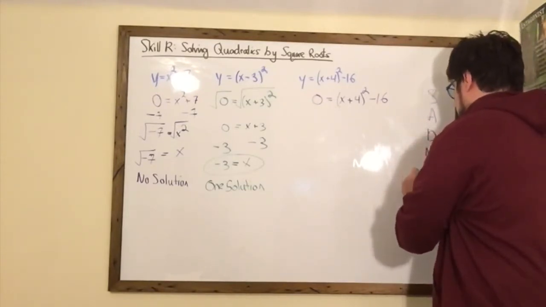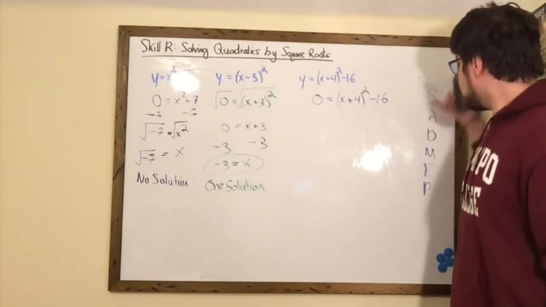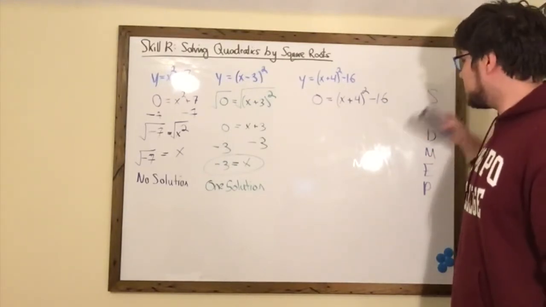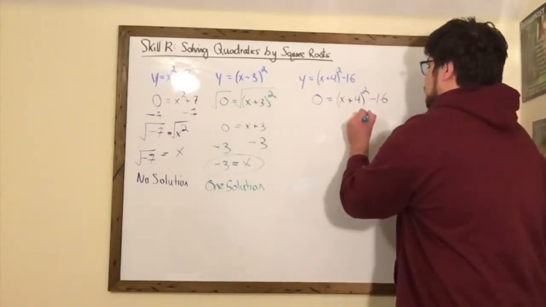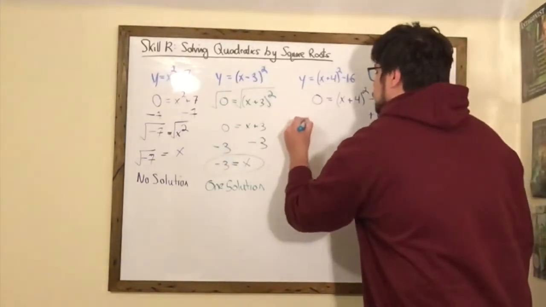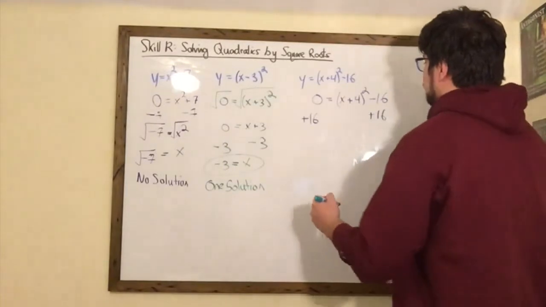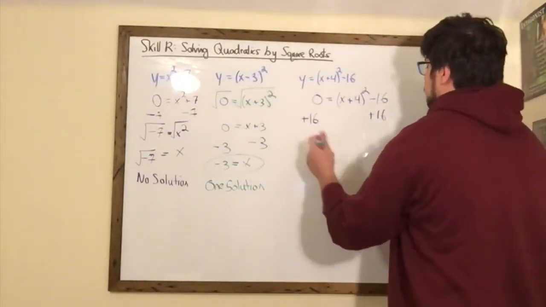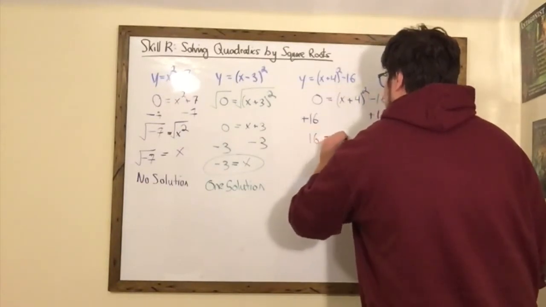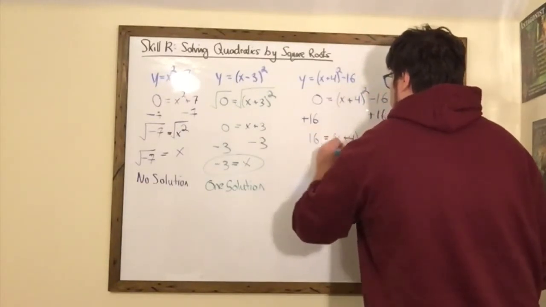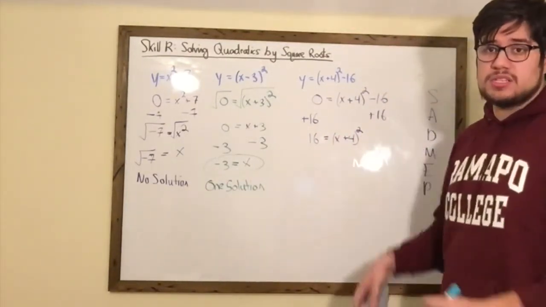Hopefully you can see that. If you can't, I'm just writing it for myself. SADMAP. First, I'm going to start with subtraction or addition. And here I have subtraction. So I'm going to add 16 to both sides. Again, my goal in doing SADMAP is I want to get x by itself. Okay? So negative 16 and positive 16 cancel out. On the left side, I'm left with 16. On the right side, I'm left with x plus 4 squared equals 16.